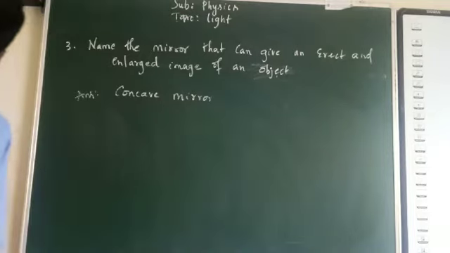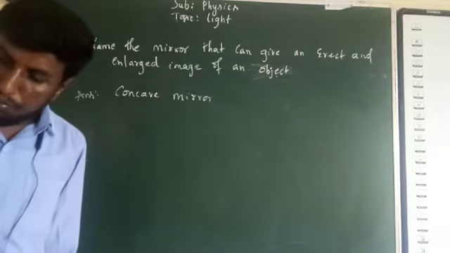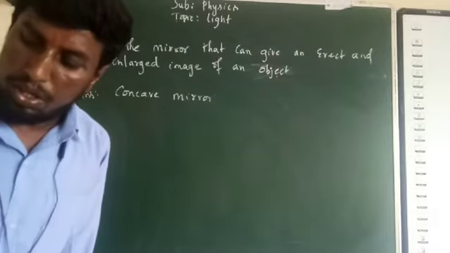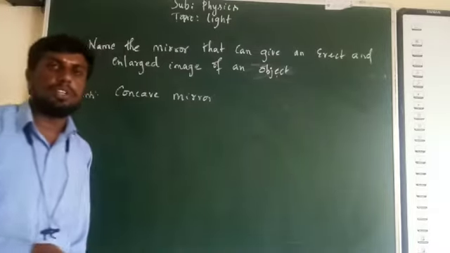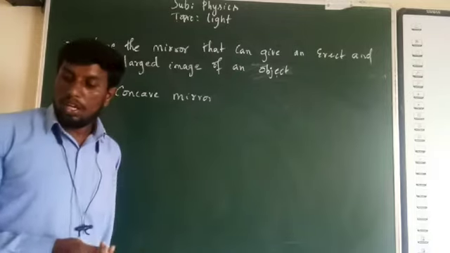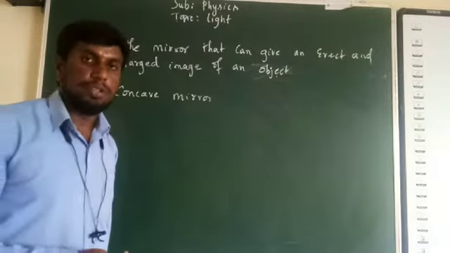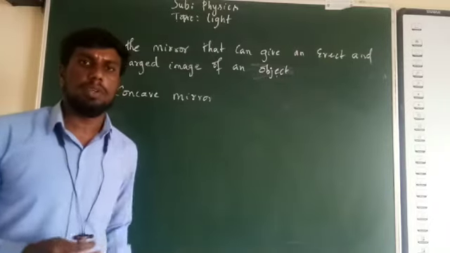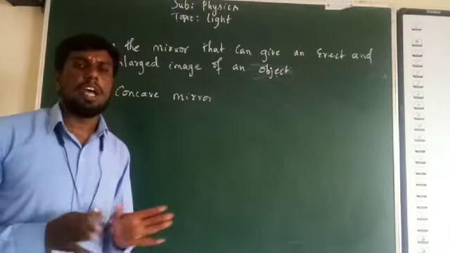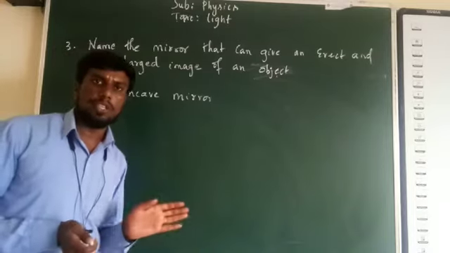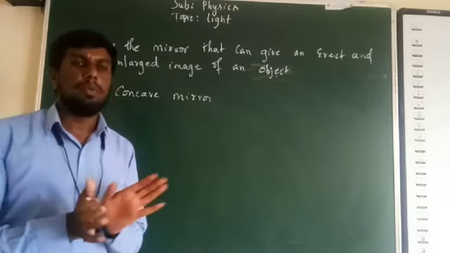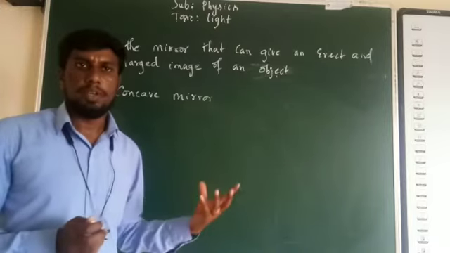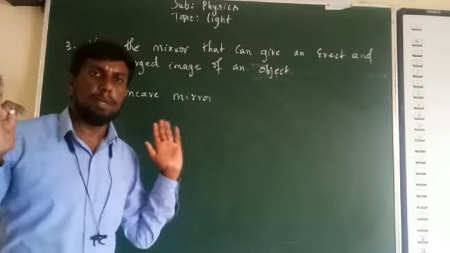The fourth question will be, why do we prefer a convex mirror as a rear view mirror in vehicles? So that I have also given in the notes. Go through that. Why we are going to use the convex mirror as a rear view mirror? Because it is having a wide angle. Whenever we are using the convex mirror, we are having a wide angle. Since it is having a wide angle, the image is also a diminished image. It is a smaller image.